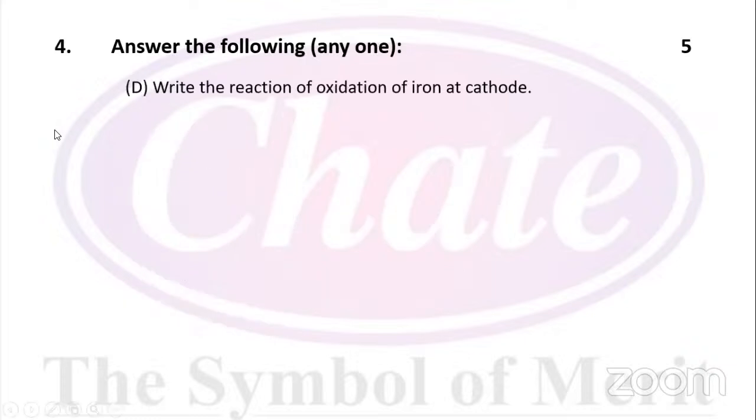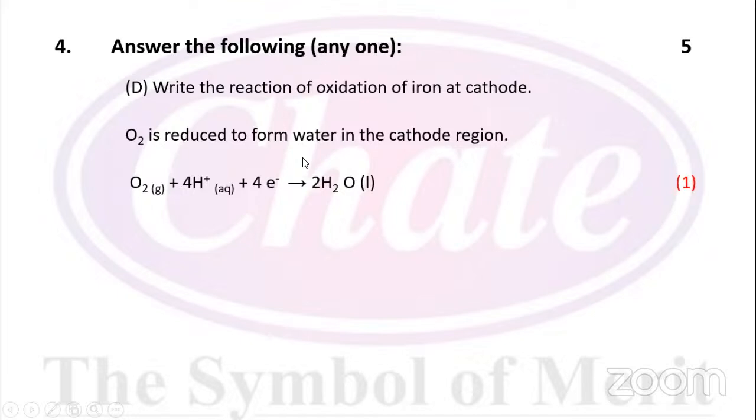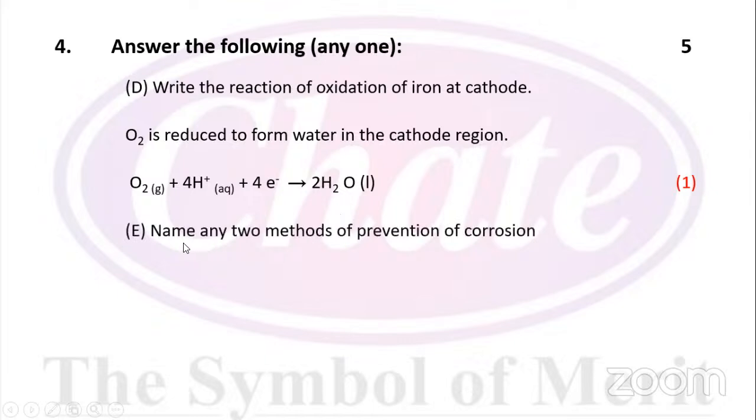Then the reaction at cathode. At cathode, the oxygen is actually reduced to form water in the cathode region. So oxygen plus 4 hydrogen ions, you can see that 4 hydrogen ions are getting added to the oxygen. This is the reduction reaction, along with 4 electrons, giving 2H2O as the molecule. In this way, you can write down the reactions.